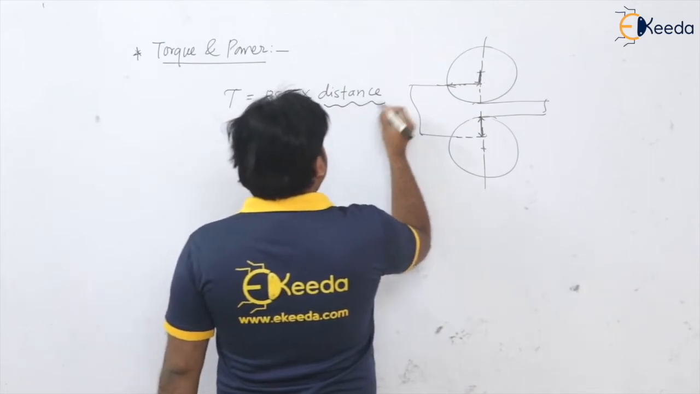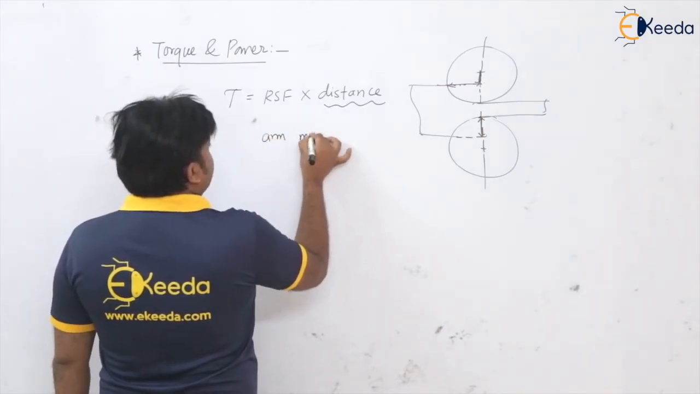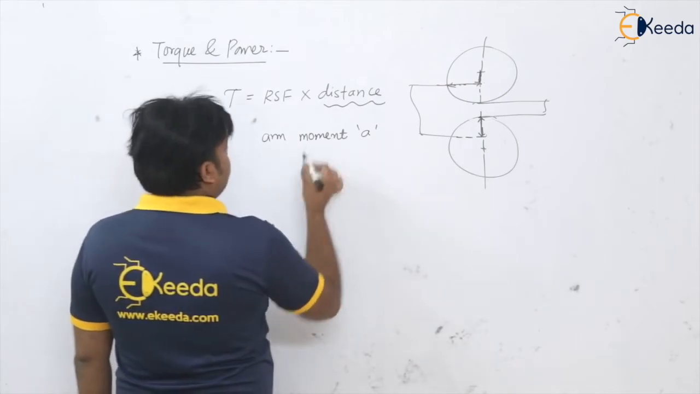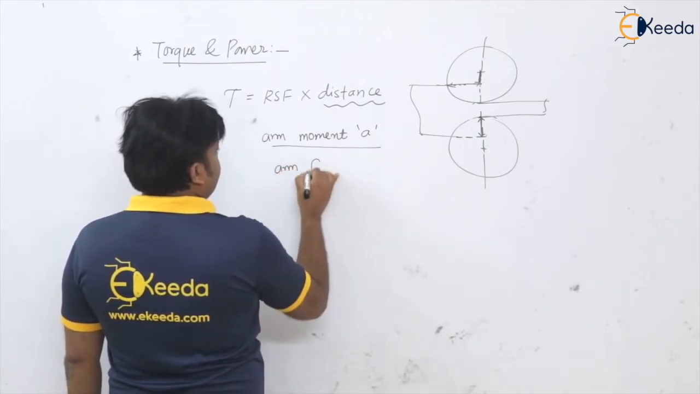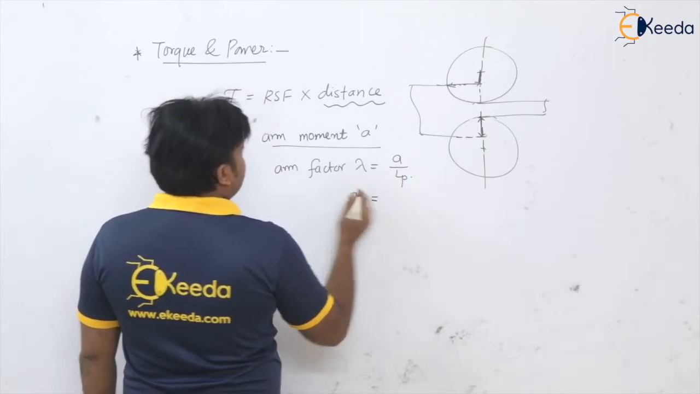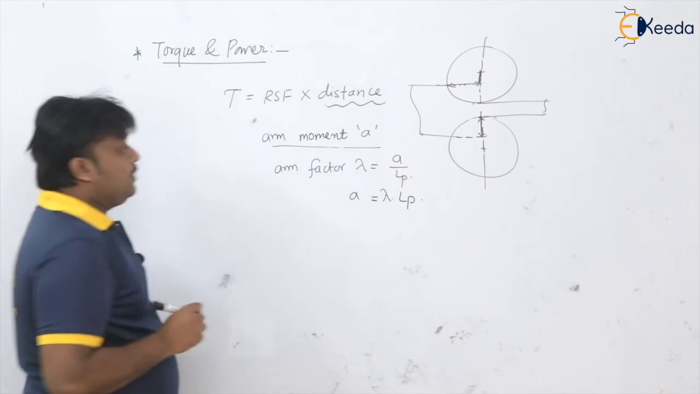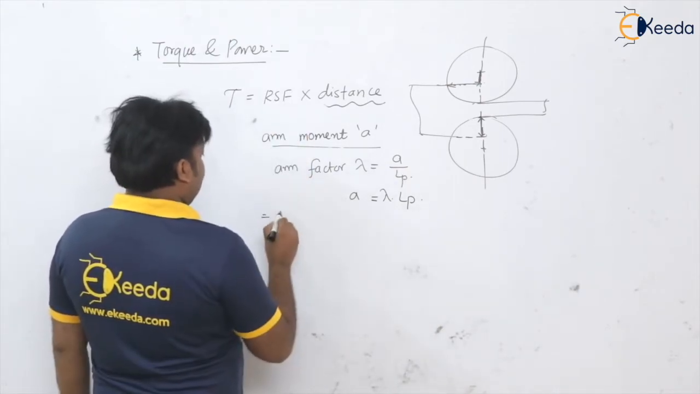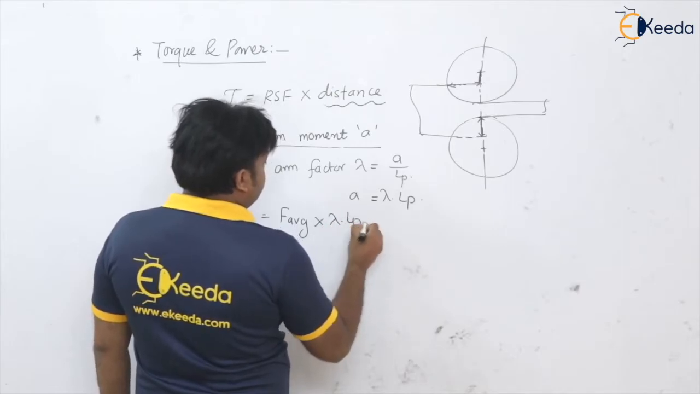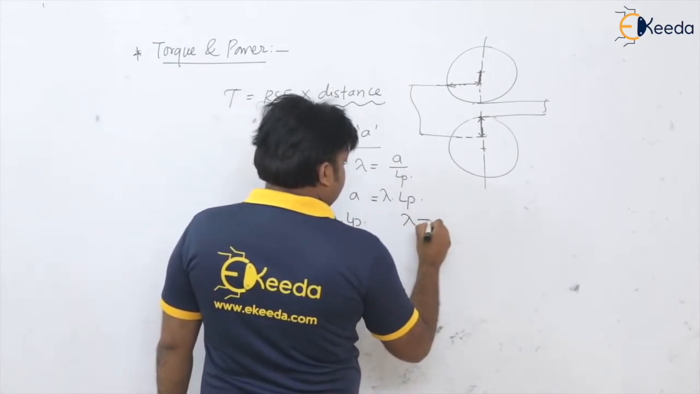So this distance we are taking as the arm movement, A. Okay, and there is a relation for the arm factor, which is lambda equal to A upon L_p. So we get this A, the arm movement, which is nothing but the distance, as lambda times L_p. Okay, and you know the roll separating force, say F average, force into distance is what? This lambda times L_p. So this is our torque, please remember.